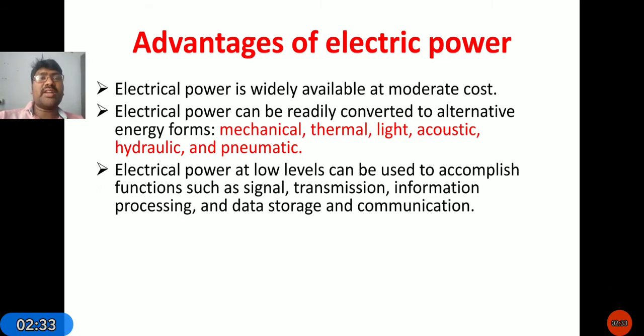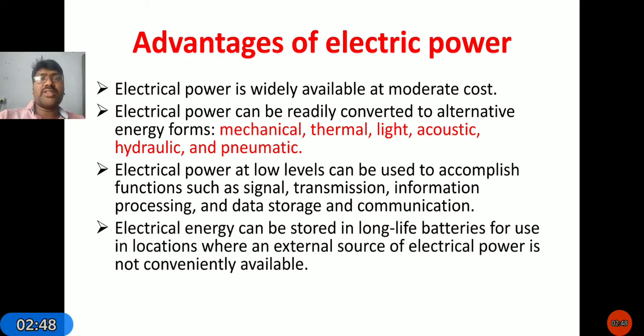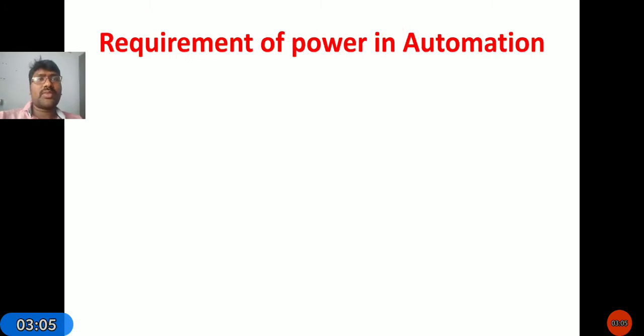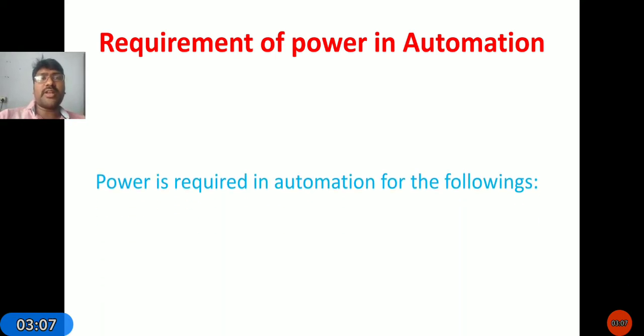Next, electrical power at low levels can be used to accomplish functions such as signal transmission, information processing, data storage, and communications. To do all these things we need low voltage power, so we can easily convert electrical power from a higher voltage to a low voltage. Next, electrical energy can be stored in long-life batteries for use in locations where an external source of power is not available.